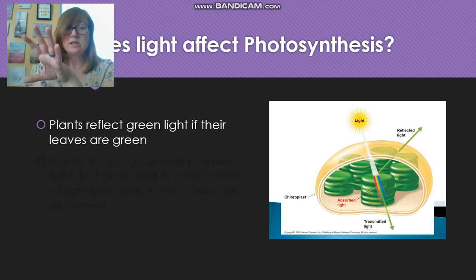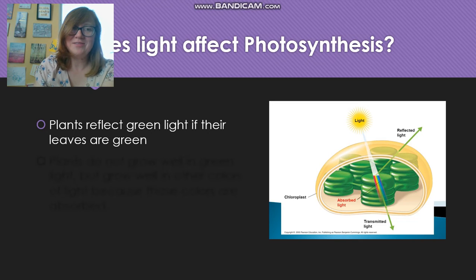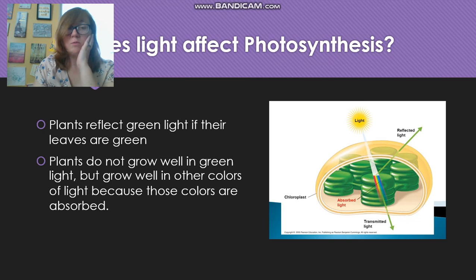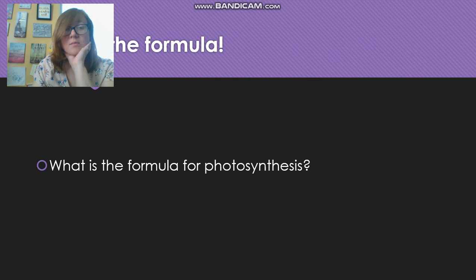Just to summarize, plants reflect. I don't have editing software yet, so you're going to have to deal with that. They reflect green light if the leaves are green. Plants don't grow well in green light because that color is reflected, but they grow well in other colors because those colors are absorbed. So that just kind of summarizes what I just told you about that.